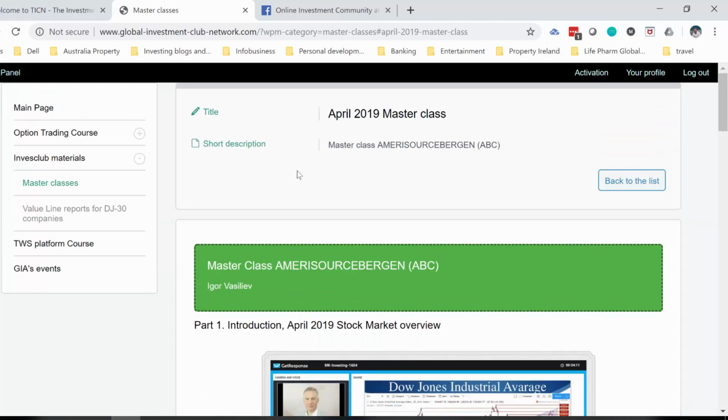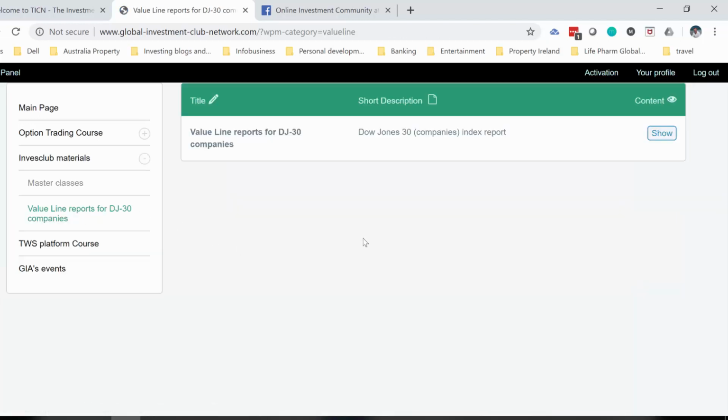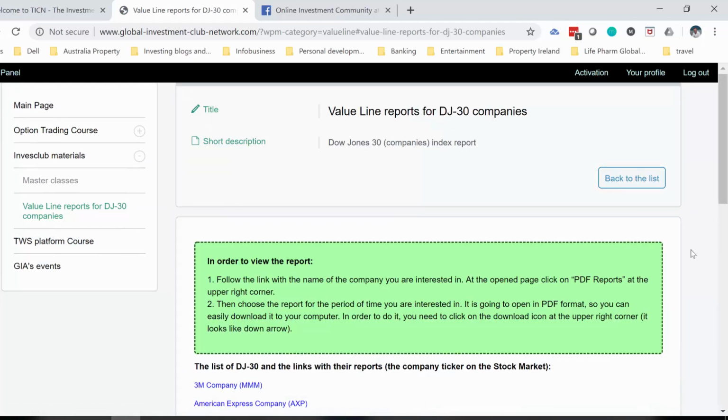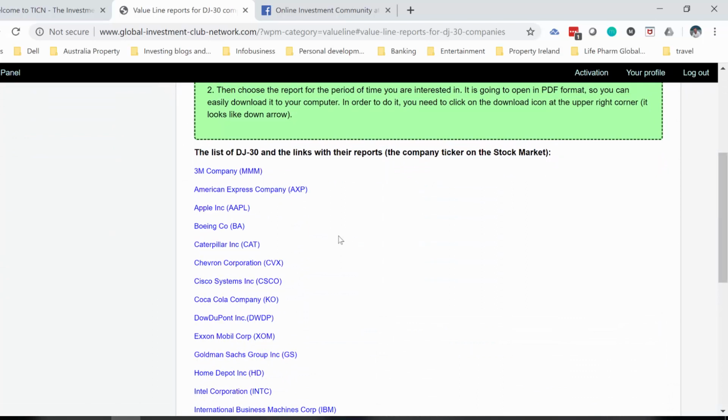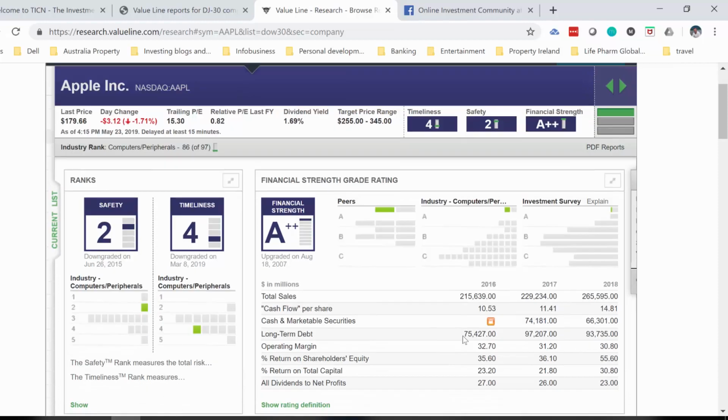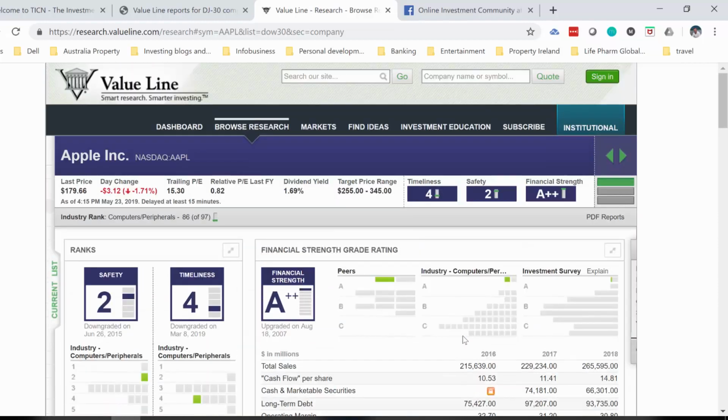Also, here you can see Value Line reports for the Dow Jones. Remember that the Dow Jones is the index with the biggest companies by capitalization. We provide the reports of those companies here. You can click on any of these companies. For instance, if you want to see something about Apple, you get to Value Line and read whatever information is here. If you don't know how to read it, don't worry, we'll teach you during our program.